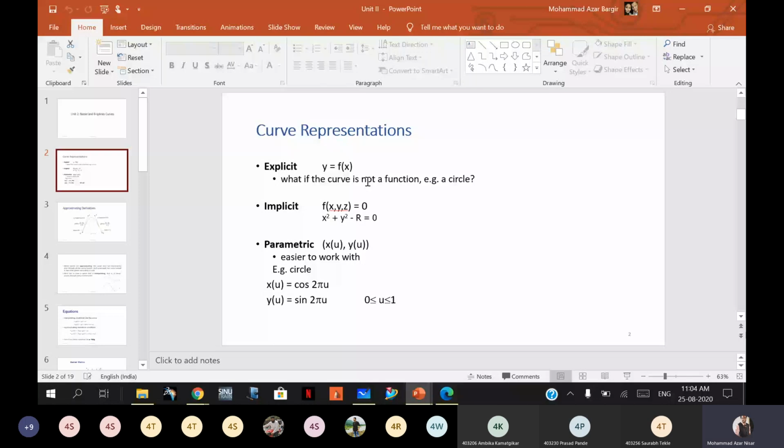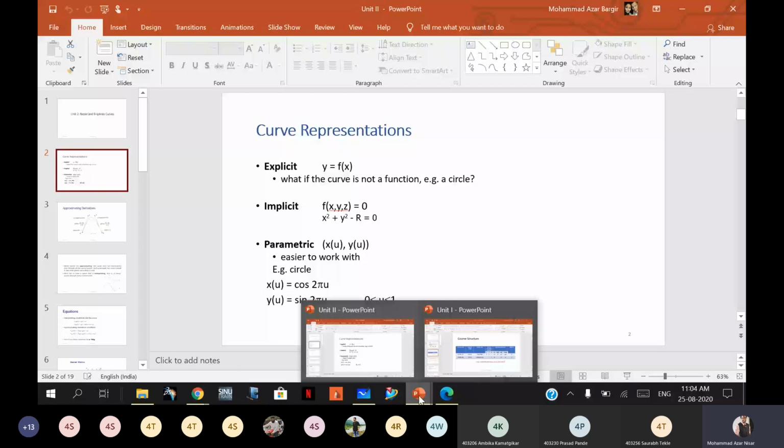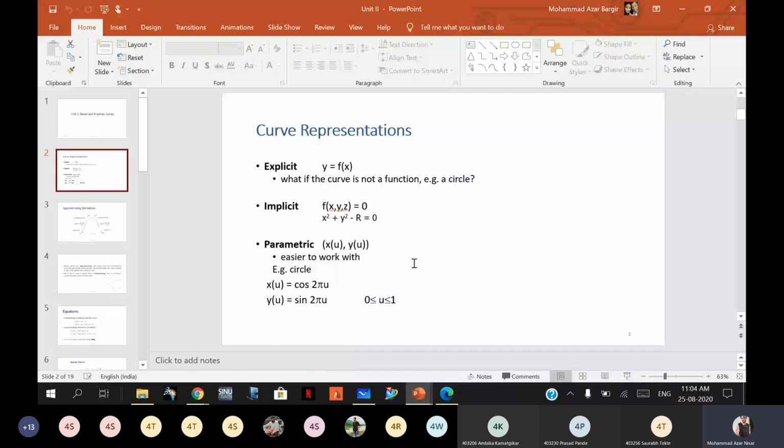Then the last is the parametric curve. In most cases in computer graphics, the parametric curve is used. Practically, these parametric curves are implemented in computer graphics. In a parametric curve, you can write the equation as p of t, sometimes it is used as u also. So p of u equal to x of u or y of u, and u varies from 0 to 1, that is, 0 less than or equal to u less than or equal to 1.